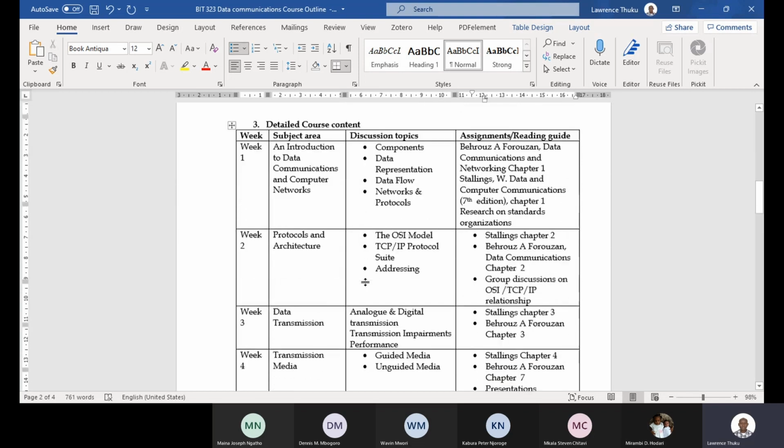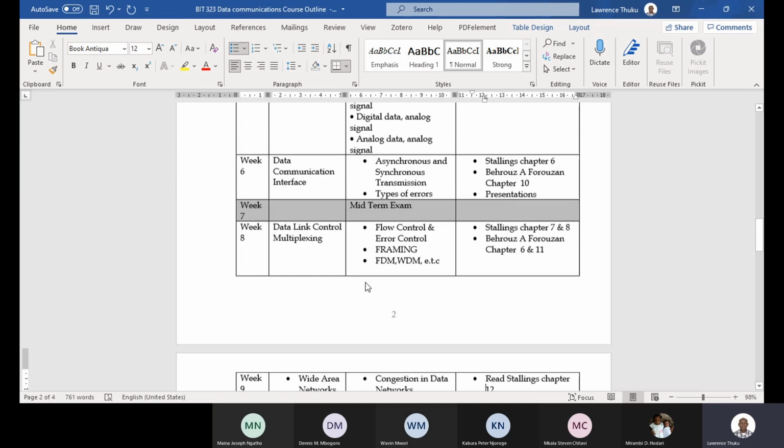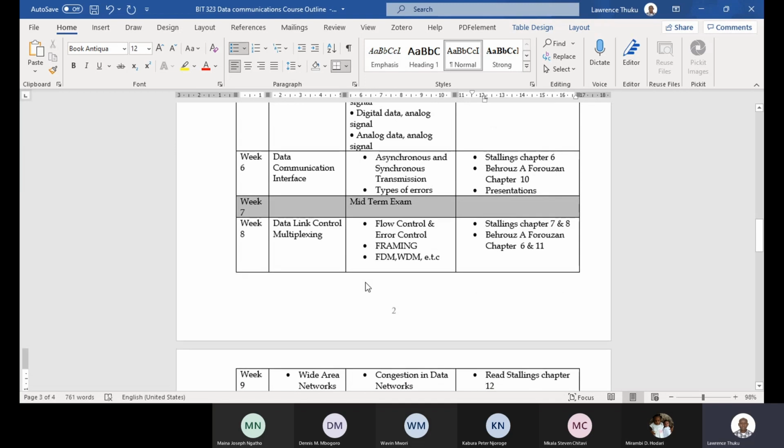Then we go to the area on data communication interface by looking at some of the synchronous and asynchronous transmissions, and of course the type of errors that occur during data transmission and how they are normally rectified. Okay, so we also look at some of the means in which the data errors are avoided or rectified.